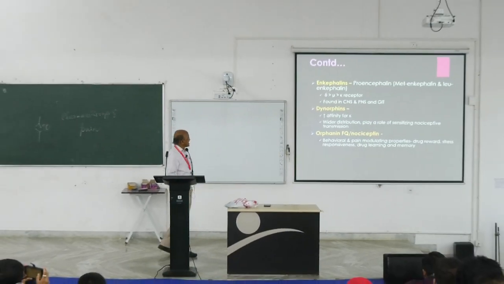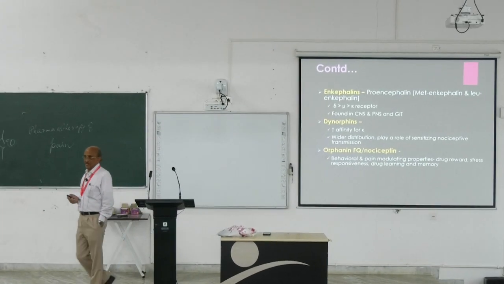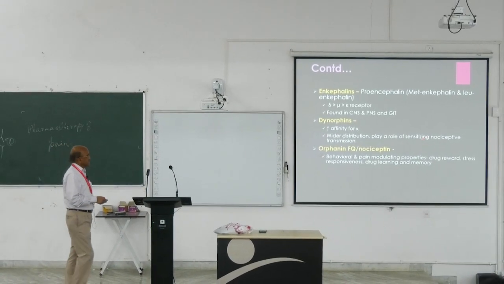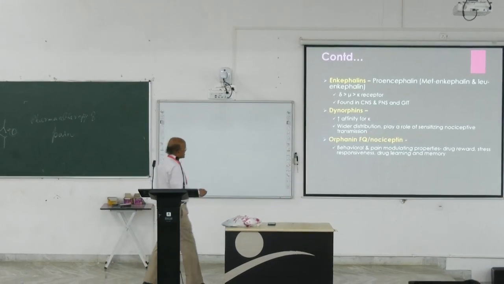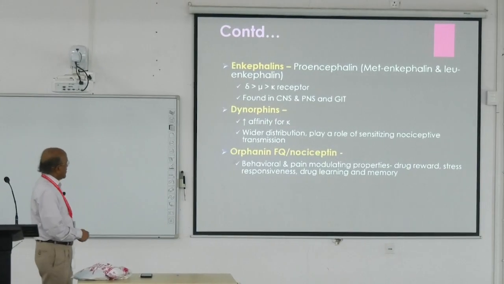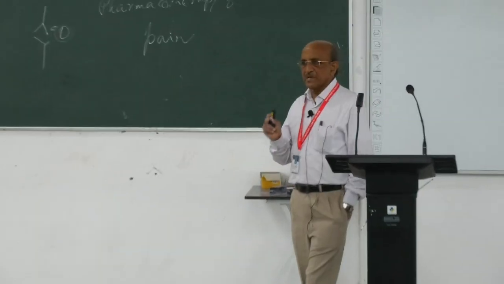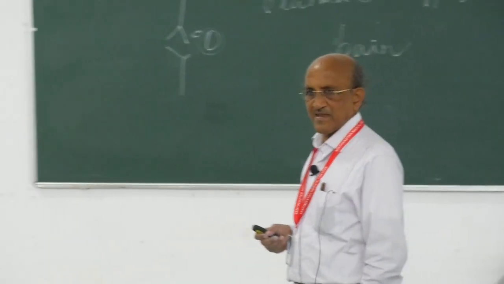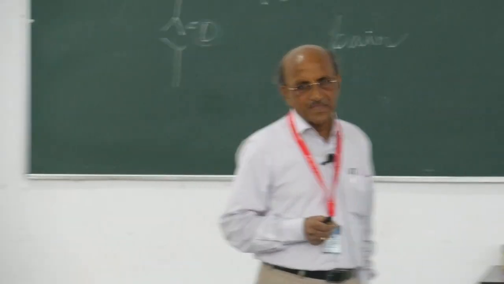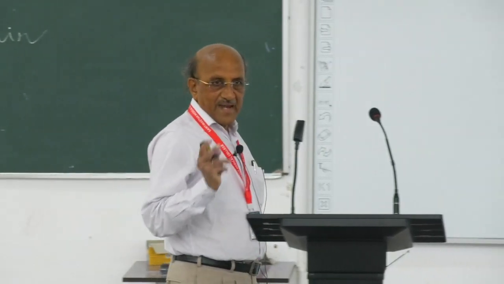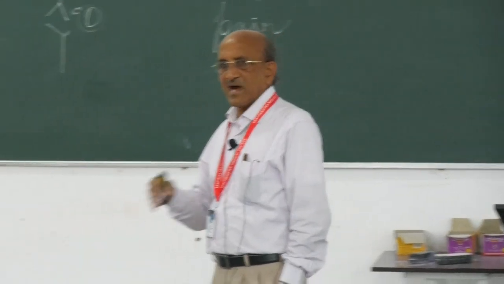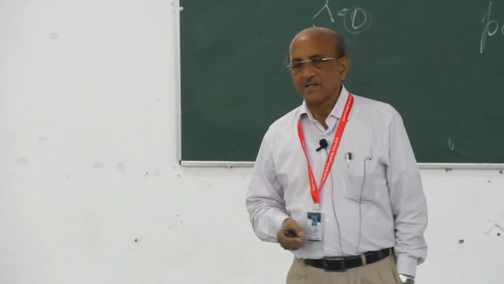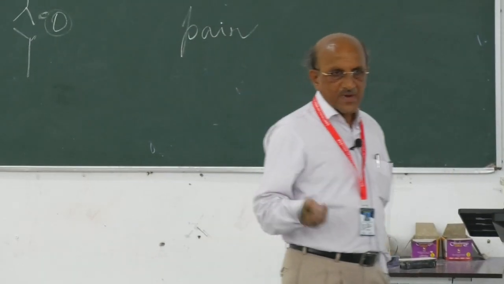Next is dynorphin, which has high affinity for the kappa receptor. So it has some association with nociceptive transmission. Later on, the fourth receptor was identified. That receptor has no similarity when compared with the other three opioid receptors, that is, the endogenous opioid receptors. That's why initially that receptor was termed the orphan receptor.